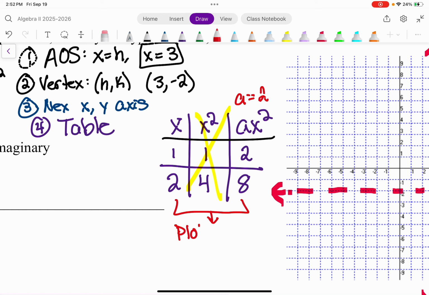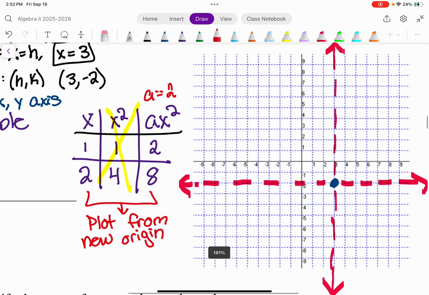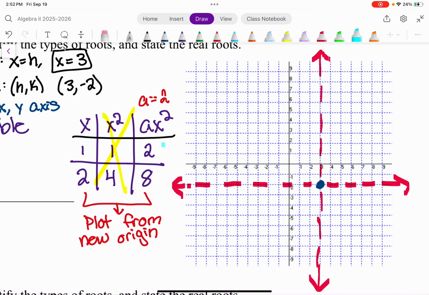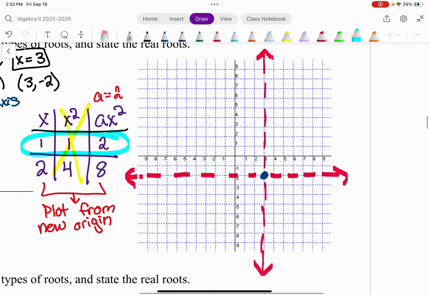So you're going to plot these from our new origin. So our first point here is going to be at +1, +2. So from our new origin, I'm going to go right 1, up 2. Plot a point. Then our second point was at 2, 8. So from our new origin, I'm going to go right 2, up 8 and plot our second point. That gives us half of our parabola.